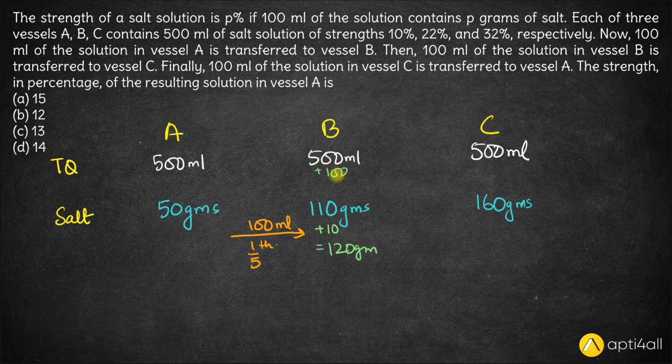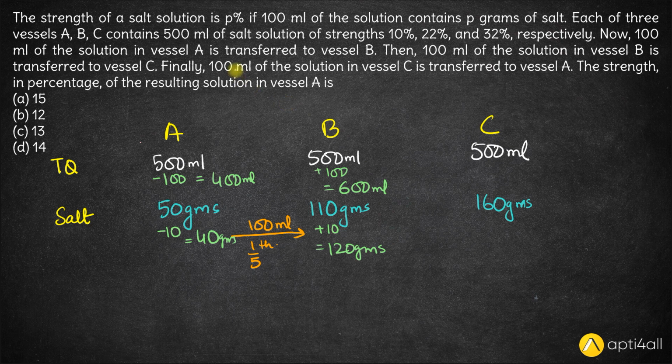500 ml plus 100 ml, so we will have a total of 600 ml of solution here. So this will become a 600 ml solution which has 120 grams of salt, and we reduce 100 ml from here, so this becomes a 400 ml solution, and we reduce 10 grams from here, so we have 40 grams of salt. So here we'll have a 400 ml solution with 40 grams of salt, and this will become a 600 ml solution with 120 grams of salt.